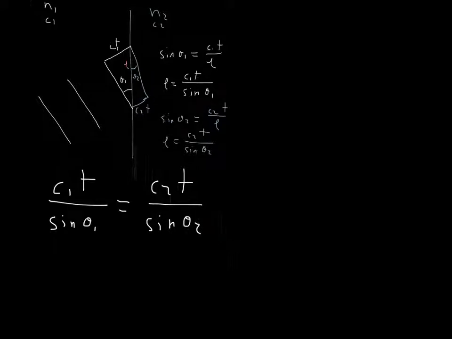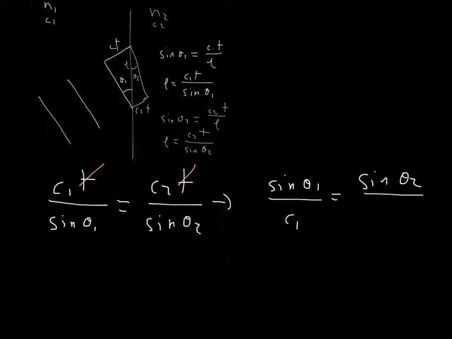And then all I need to do is swap this around. So I'm going to swap these two around and swap these two around, and also realize that there's a t here that I can just get rid of because it's multiplying both sides. So I'm just going to get rid of the t and then swap these two things around. So then I get that sine theta 1 over c1 equals sine theta 2 over c2.